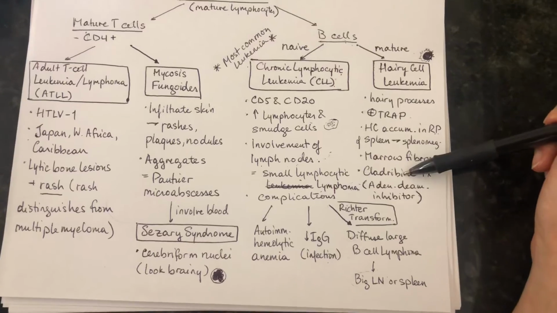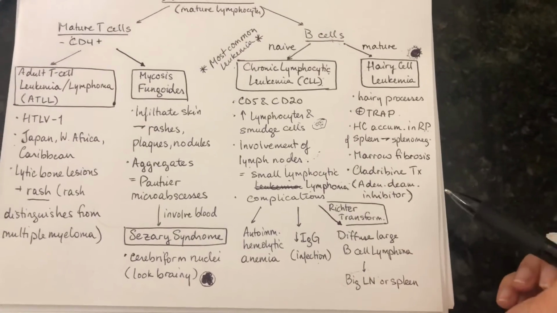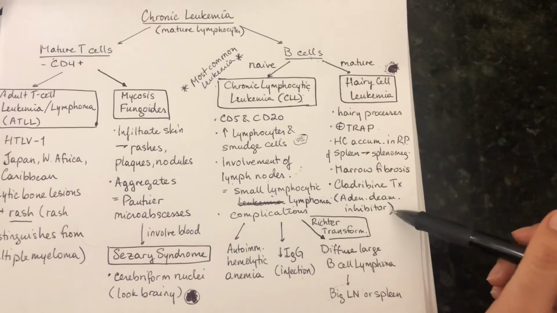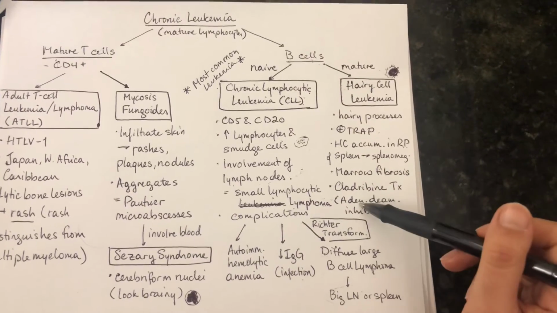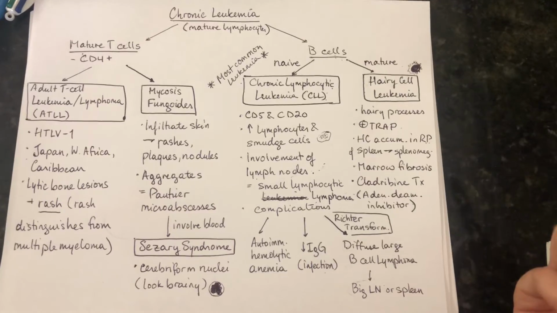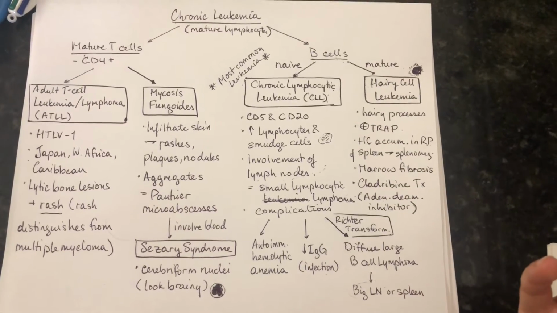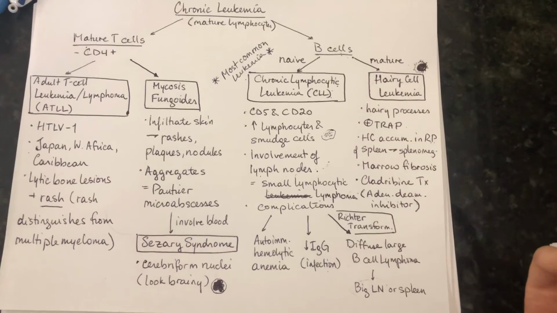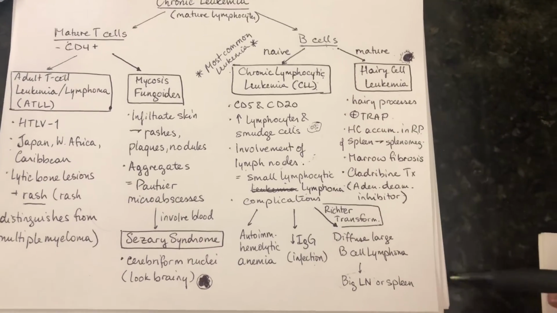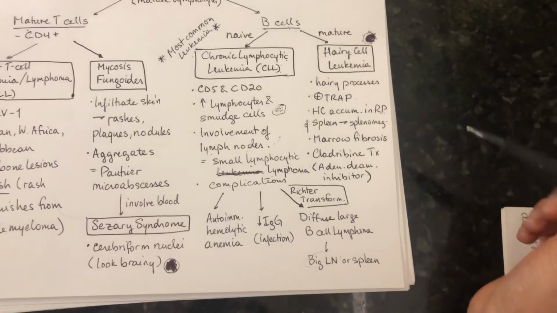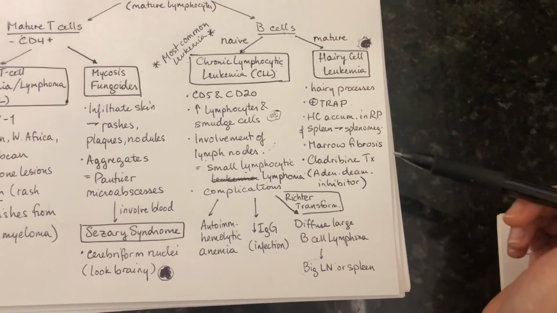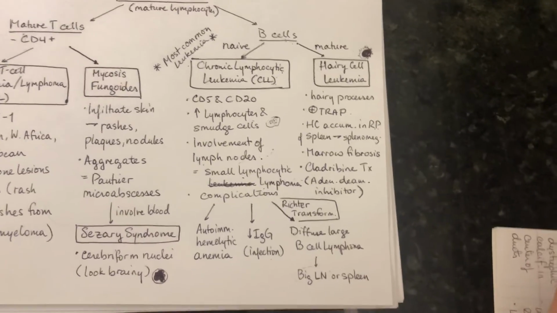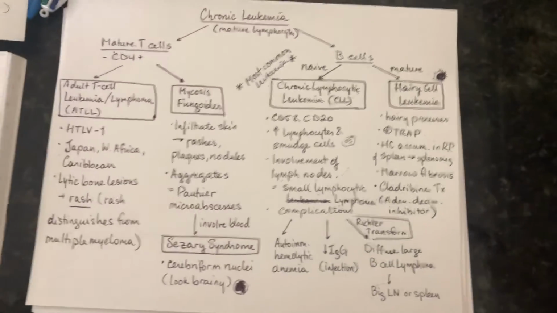And this is usually treated with cladribine, which is an adenosine deaminase inhibitor. So it inhibits the deamination of adenosine. So you're going to have the adenosine accumulation to toxic levels in these B cells, which will kill them off. So maybe you can think clad in a hairy cloak. I don't know, whatever helps you.